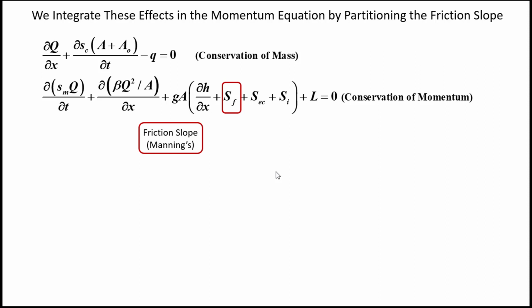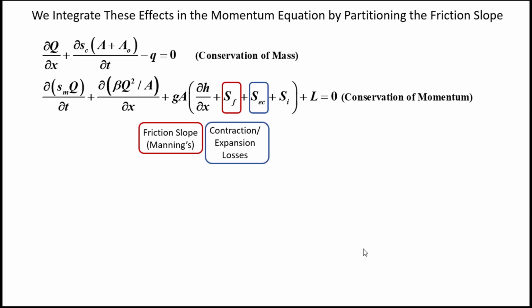Basically, the friction slope, you're just going to solve Manning's equation, right? Manning's equation has the friction slope in it. And so we're going to back out the friction slope from Manning's equation. The Manning's n doesn't show up in this equation. The Manning's n basically works through Manning's equation to give you the friction slope. That's all you're doing. You're just defining the energy losses in the momentum equation.